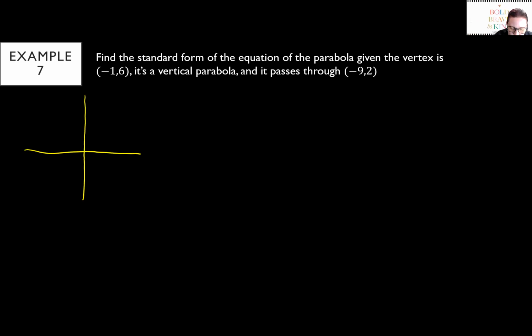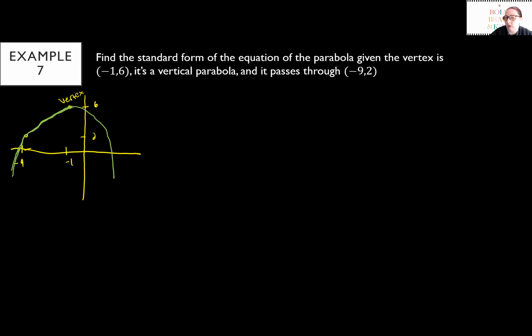I'll just put that up here. So that's my vertex. And we have that it goes through the point (-9, 2). So this is just a sketch, not perfectly to scale. But I have to go through that point. And because I know that it's vertical, oh, that was terrible, my vertex is not even really the middle. But because it's vertical, I know it has to go down in order to go through that point.